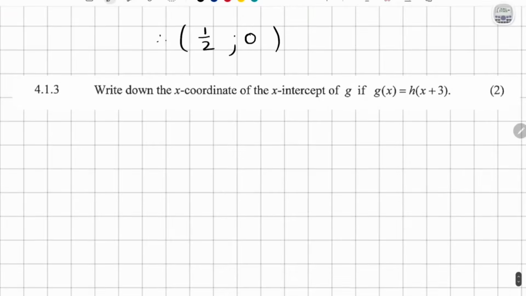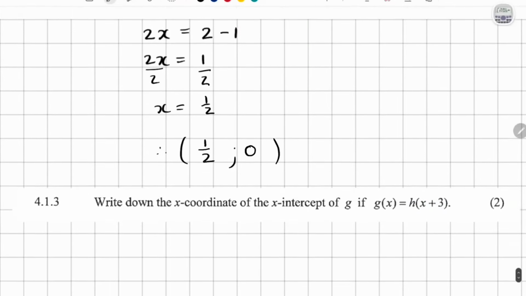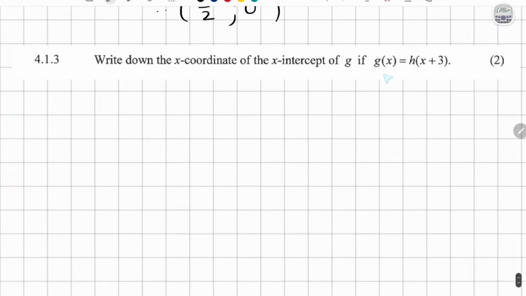Then we have 4.1.3, which says, write down the x-coordinate of the x-intercept of g if g of x is equal to h of x plus 3. Okay, so there's a new graph called g, and this graph is being translated, and we have to write its x-intercept. This is only worth 2 marks. Applying this translation to the graph is going to take long, because you're going to have to find the new formula of g and then find its x-intercept.